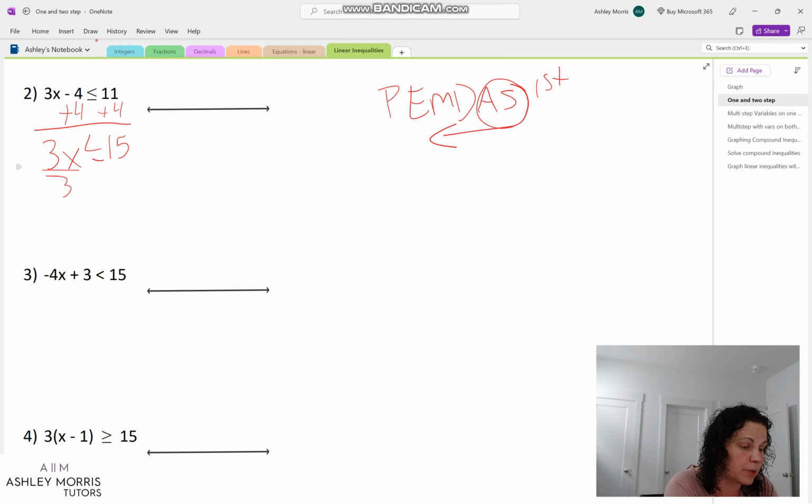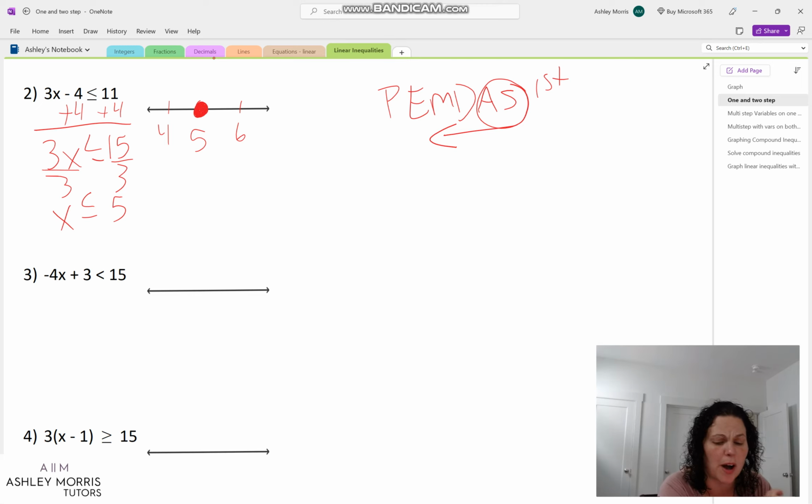We're going to divide both sides by 3. I divided by positive 3, so we leave the sign the same. So 4, 5, 6. This time it's going to be a closed circle because there's an equal to in there. And I did a whole video on just graphing, so go check that out if you need to. Less than, 4 is less than 5, so we're going to shade where the 4 is.